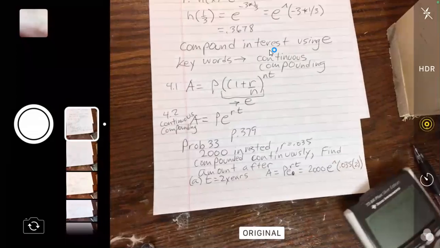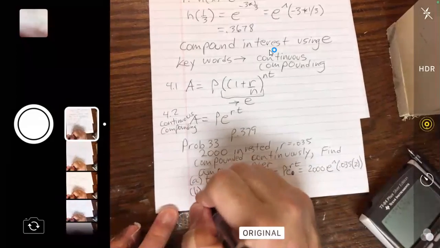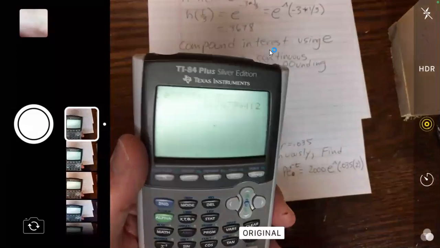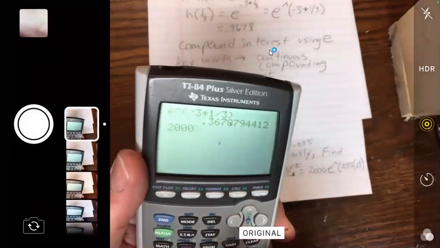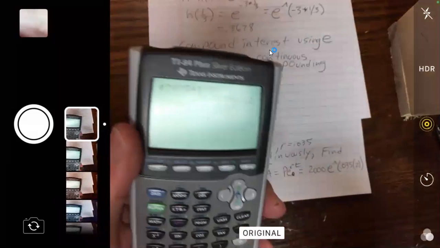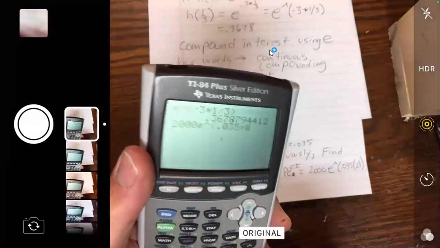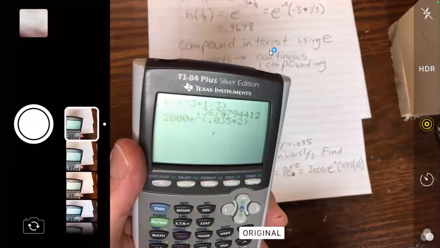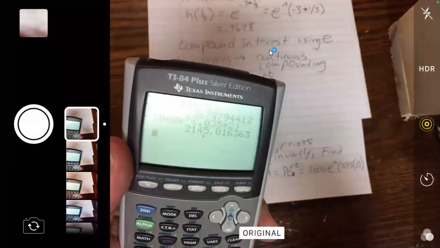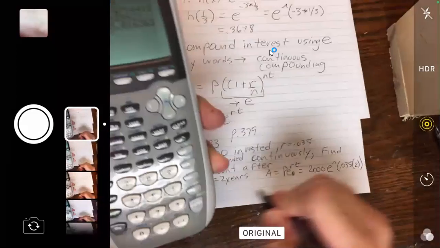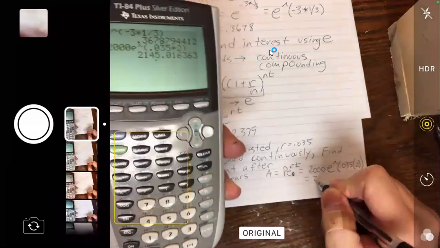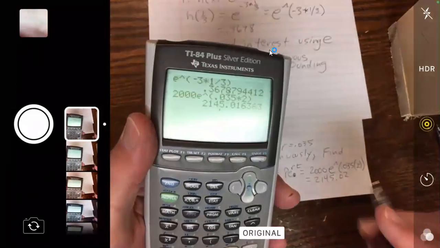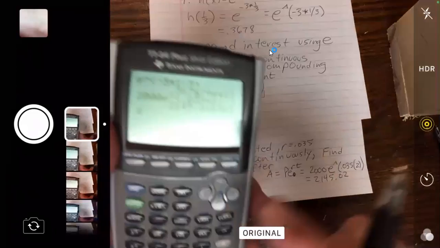And again, in B, I can change it back to 4, change the 2 to a 4, etc. 2000 e, 0.035 times 2. 2145.02. $145 in 2 years.